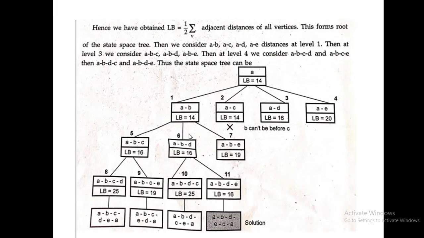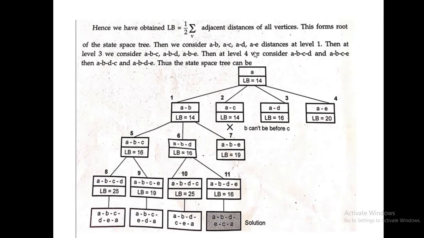First step. Second, we obtain the lower bound value from the adjacent edges of all the vertices. This forms the root of the state space tree. Then we consider A to B, A to C, A to D, A to E. We have to consider the whole state space tree.